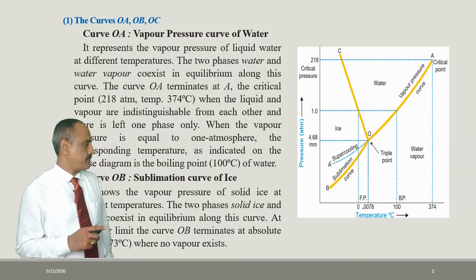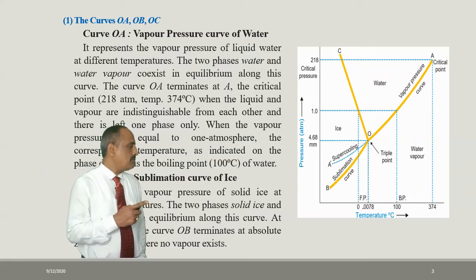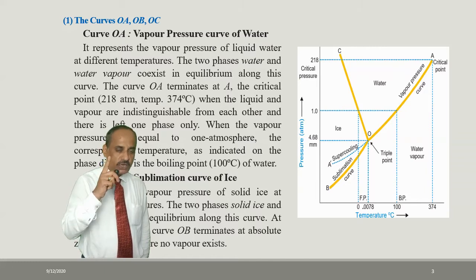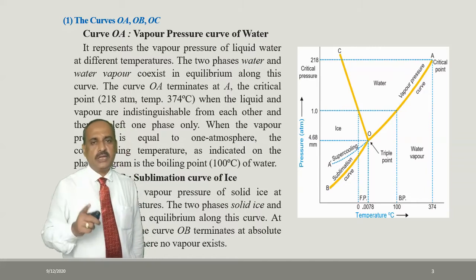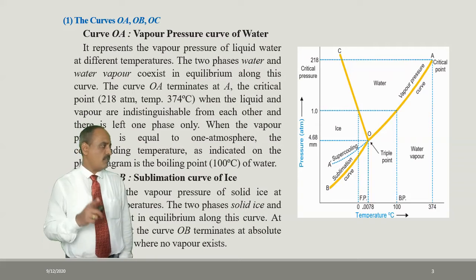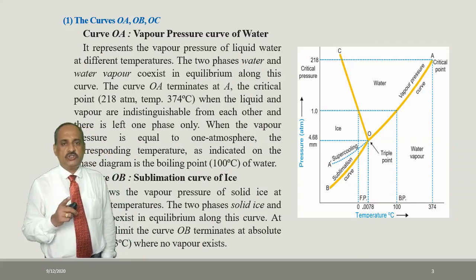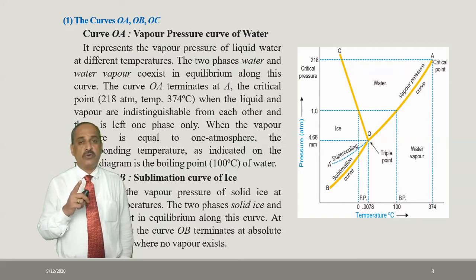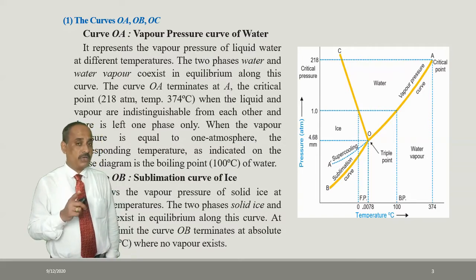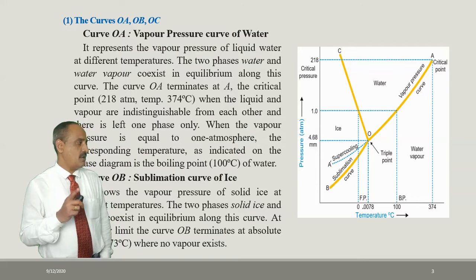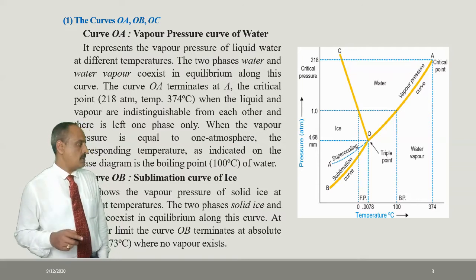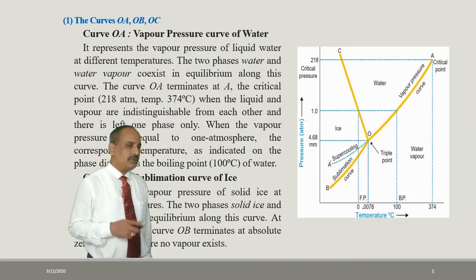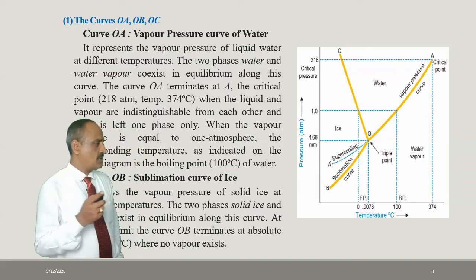Again, the curve OA terminates at point A, which is known as the critical point, and at this critical point the pressure is 218 atmosphere and the temperature is 374 degrees. So, this is a very peculiar critical point where the curve OA terminates. Along this curve there are two phases in equilibrium, that is water and water vapor.